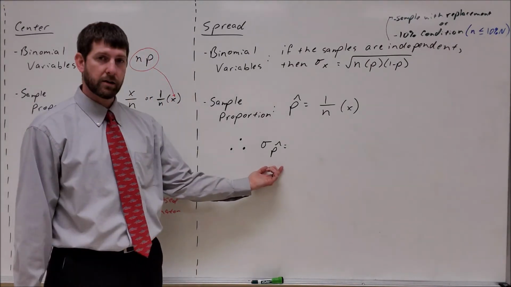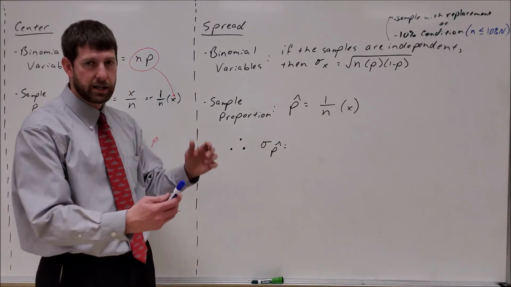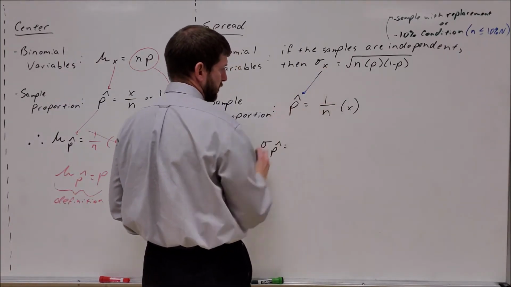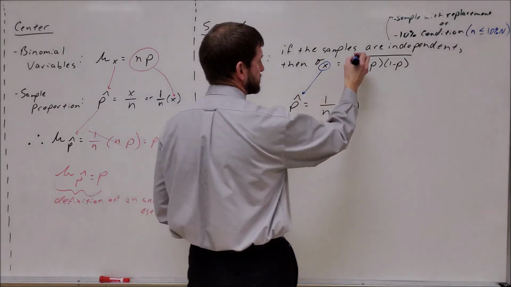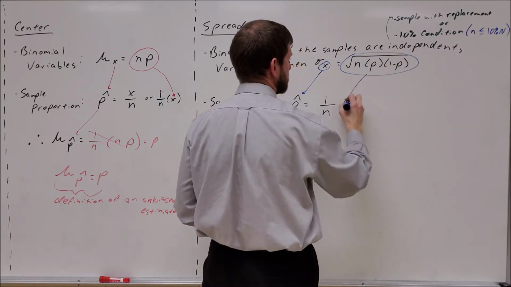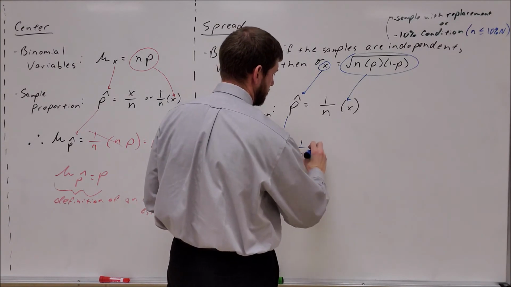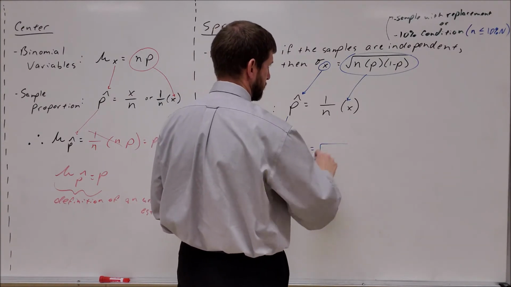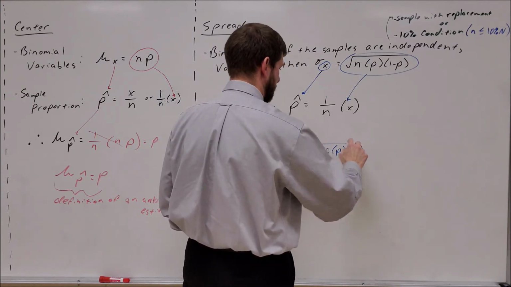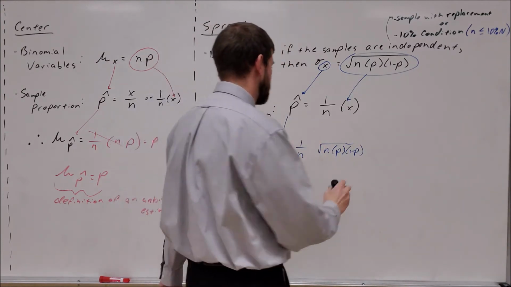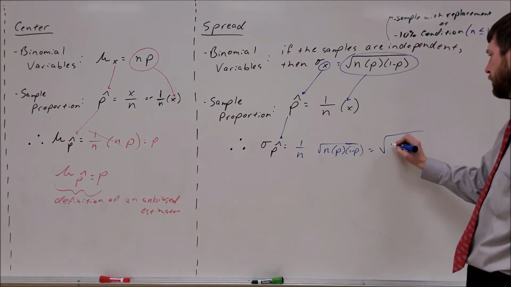So let's go through and see if we can calculate, instead of sigma of x, sigma of p hat. Just going through that same logic, I want to turn x into p hat. So I'm just going to sub x into my p hat equation. So I get 1 over n times the square root of n times p times 1 minus p. We can clean this stuff up a little bit. You get this guy right here.